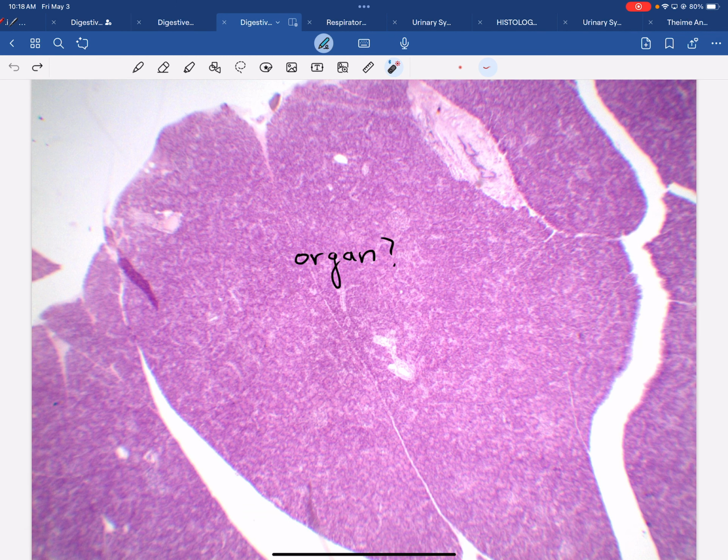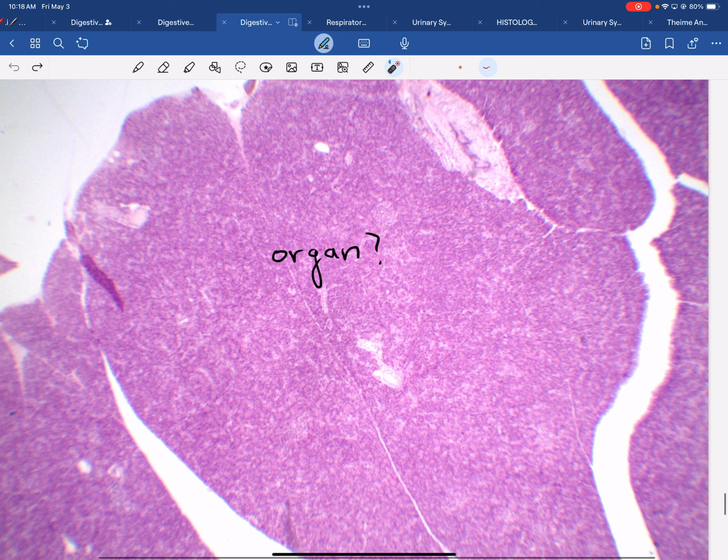See? Yeah, which one is this? Same thing. Would it be the pancreas? It's got to be the pancreas, yes. There's your islet. Exactly.